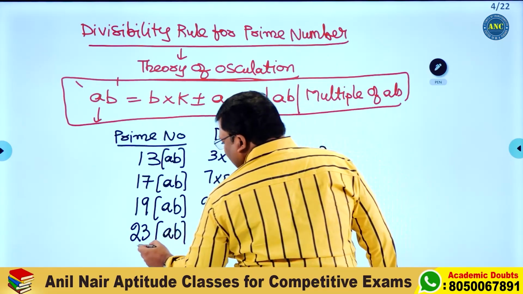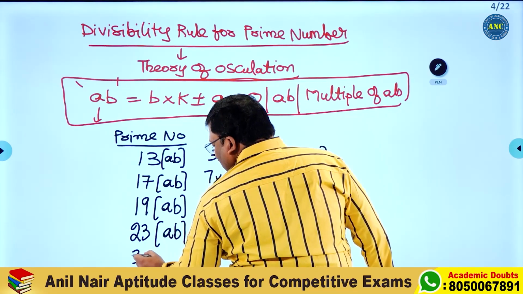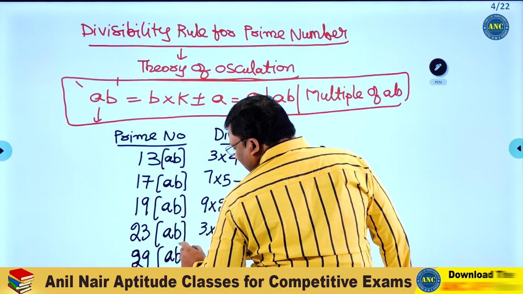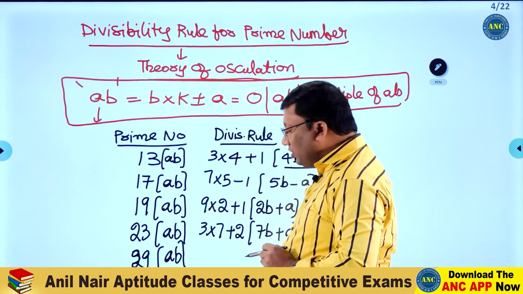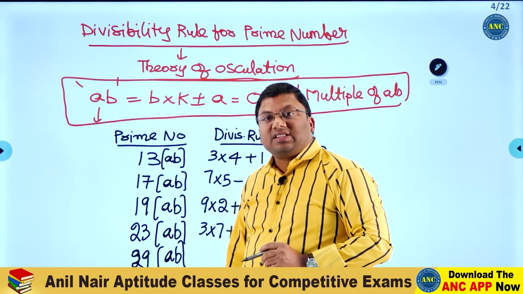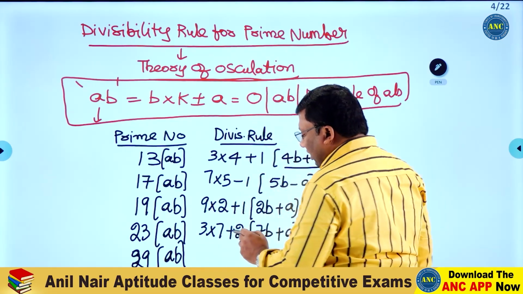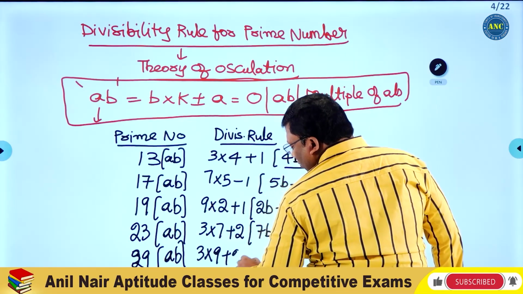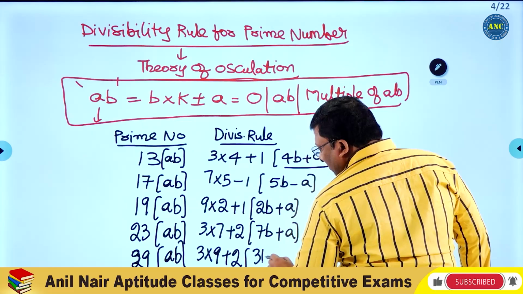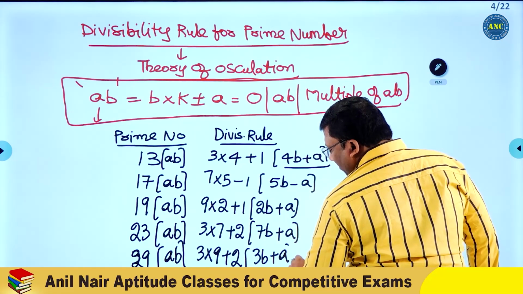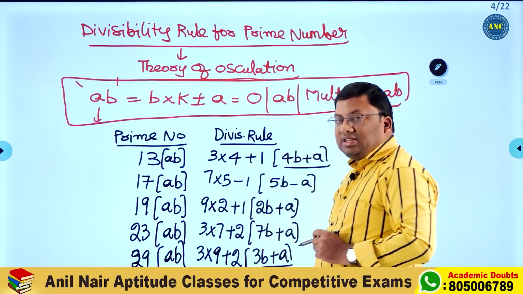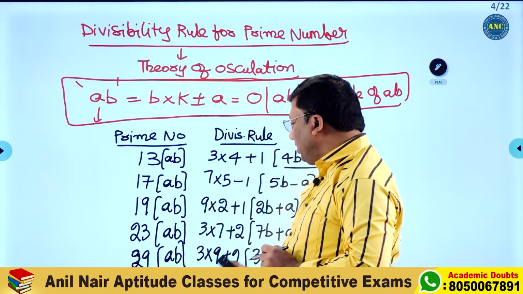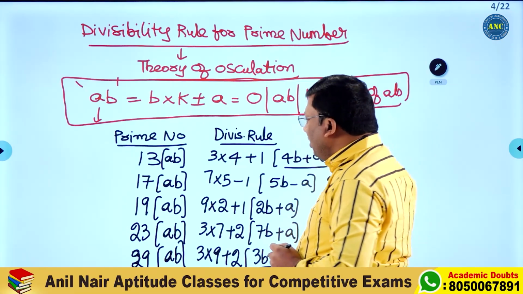Like that, you can develop your own divisibility rule. Suppose 29 is there. What is the divisibility rule of 29? 9 threes are 27, 27 plus 2 is 29. So the answer is 3 into 9 plus 2. So, the answer for this question is 3b plus a. Take the unit digit, multiply it by 3, and add it to the remaining part of the number. I will get the divisibility rule of 29.